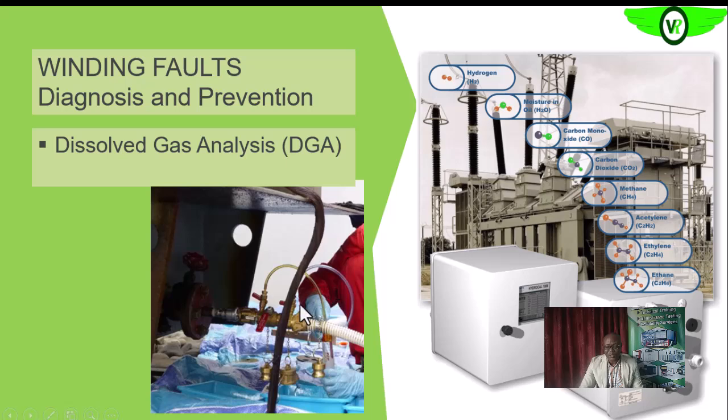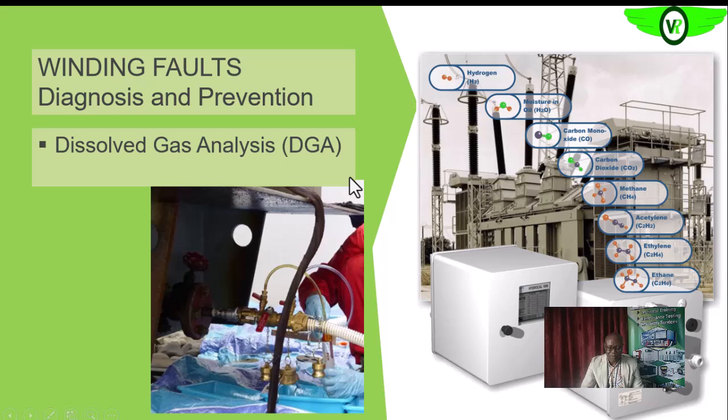So what we do in this case is to sample the oil. We have sampling points, as you can see on your screen, where we take oil samples and then take them to the lab. We also have oil analyzers that we can use in situ. We take the sampled oil, put it into the analyzer, and it gives us the composition in parts per million of all of these dissolved gases.